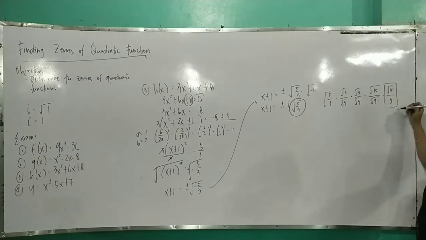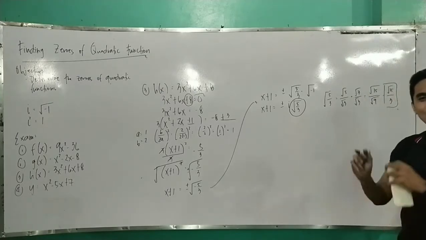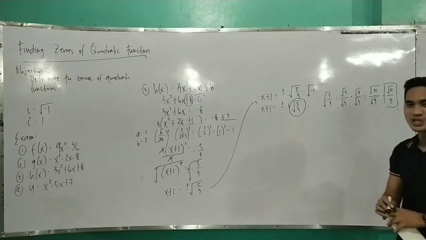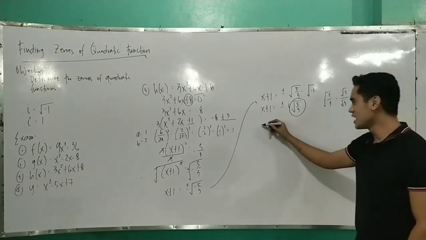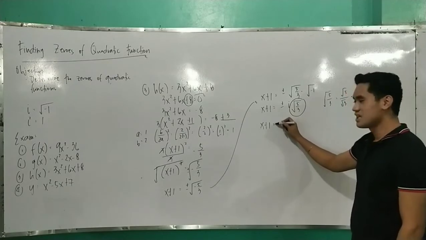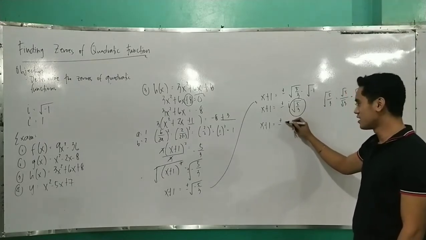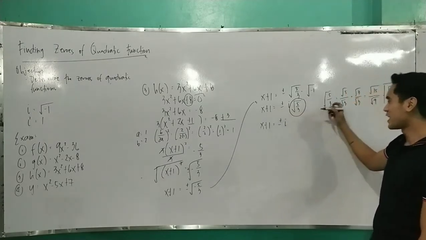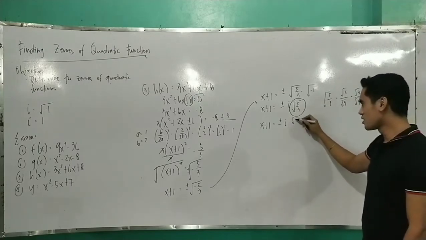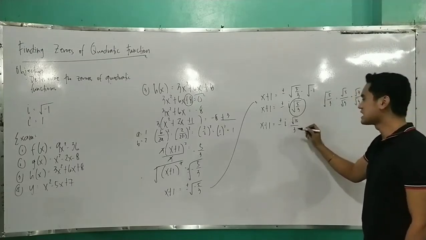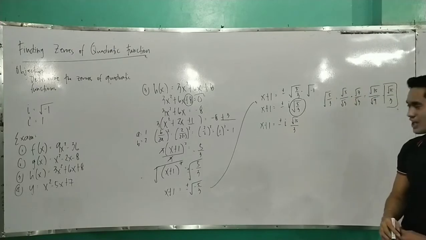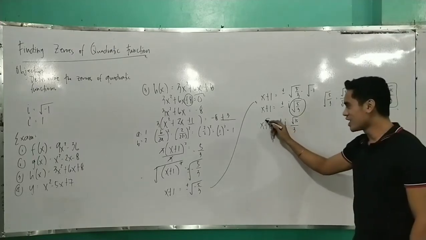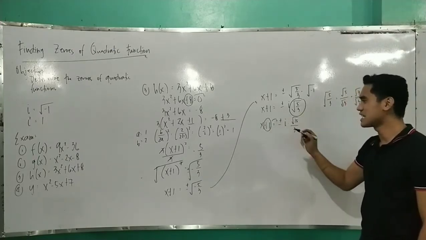Ayan, so ito yung gagamitin nyo dito. Nakuha ba? Kung medyo nalilito, pwede nyo nang ibalik. So ibig sabihin, meron tayong x plus 1 is equal to positive minus i, ito na yung bago natin, square root of 15 over 3. Ngayon, ang next natin, meron tayong positive 1, so ililipat natin.